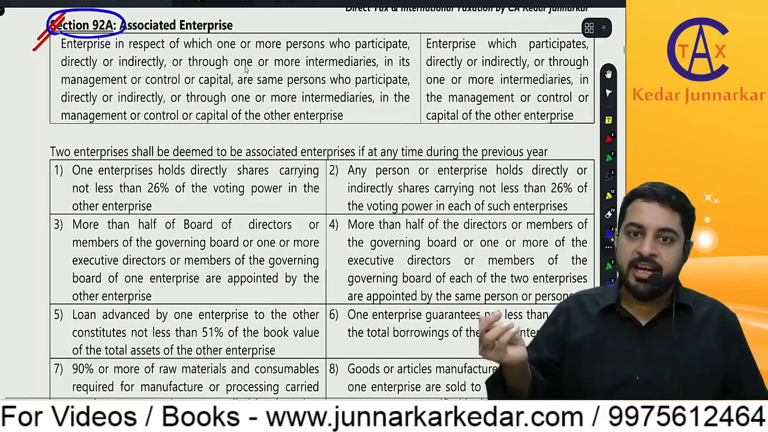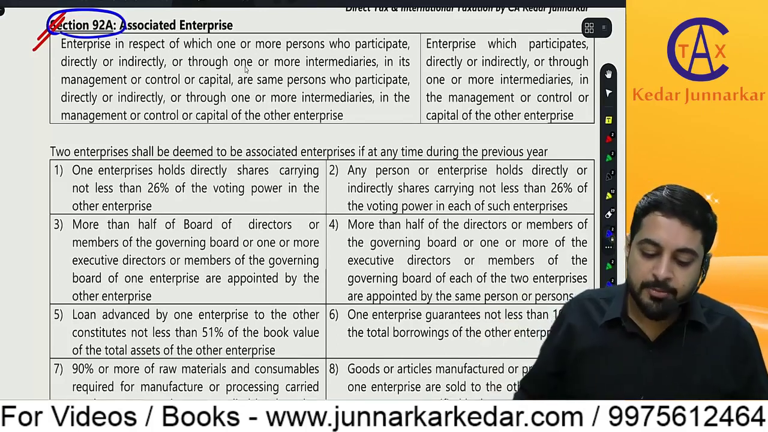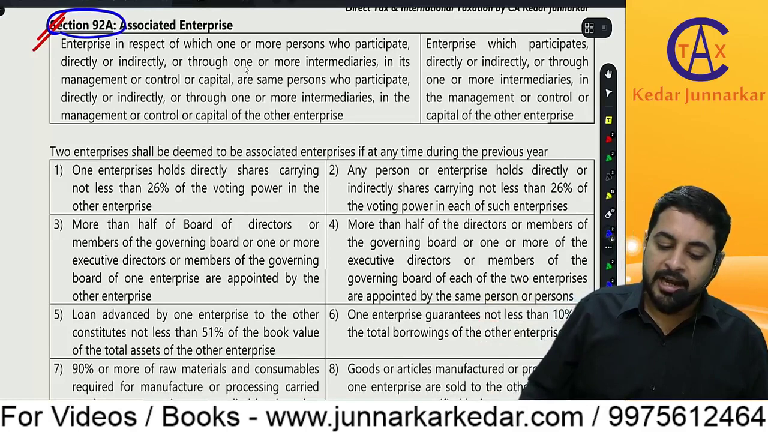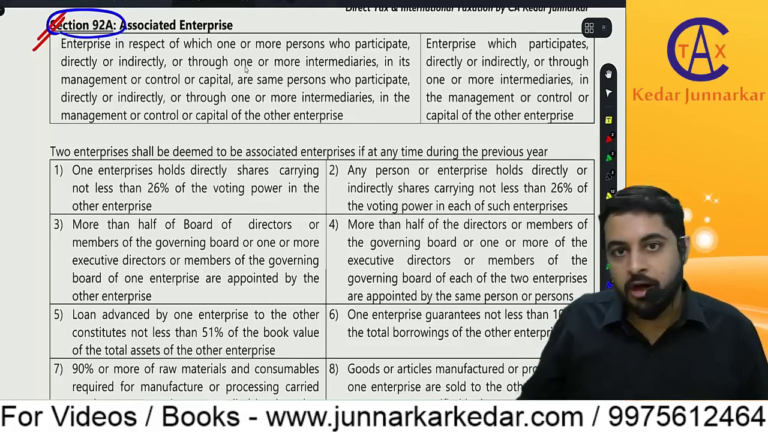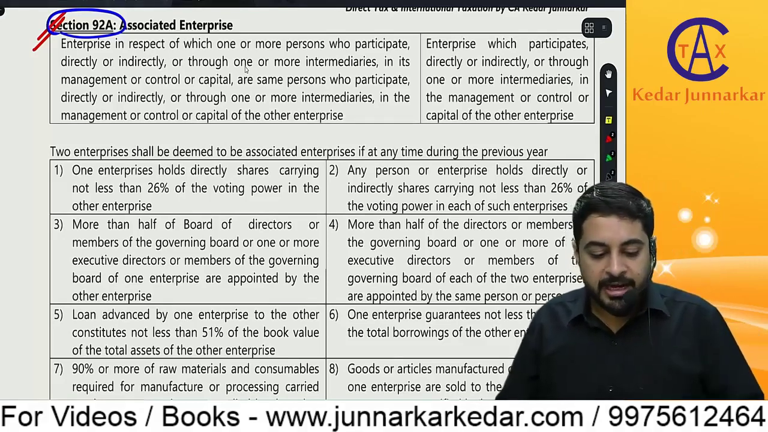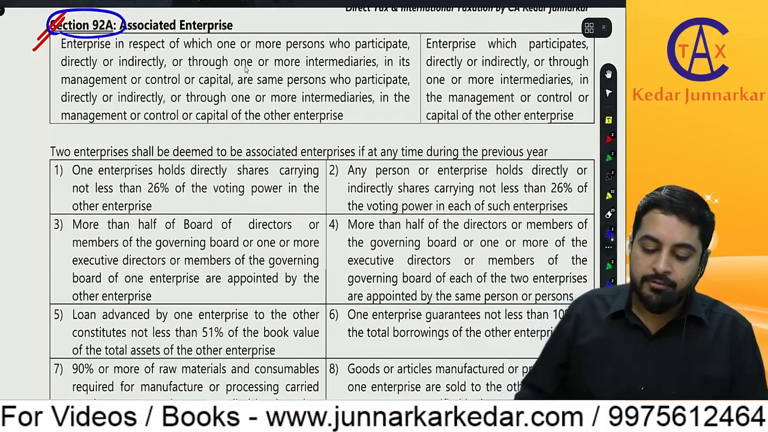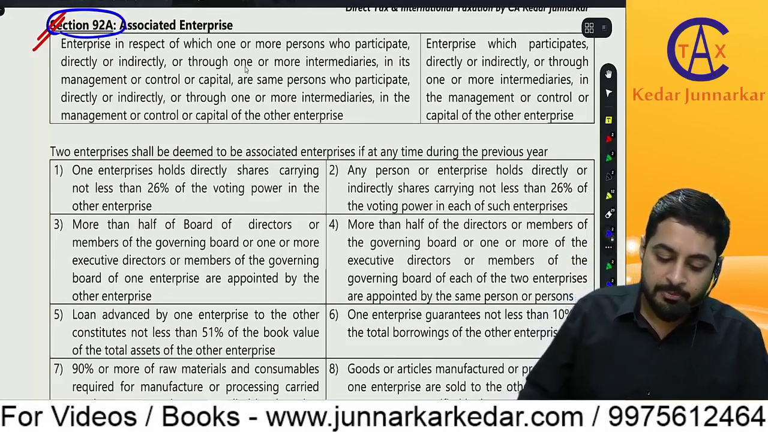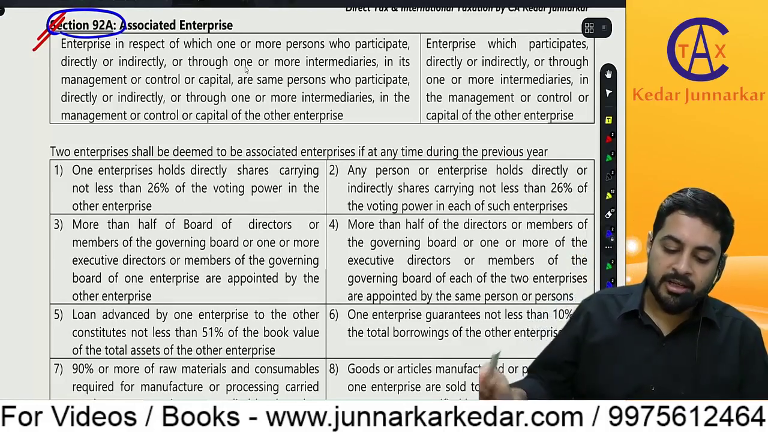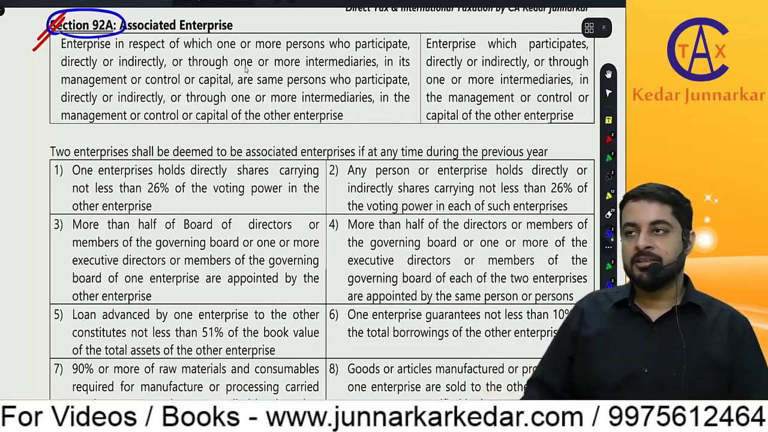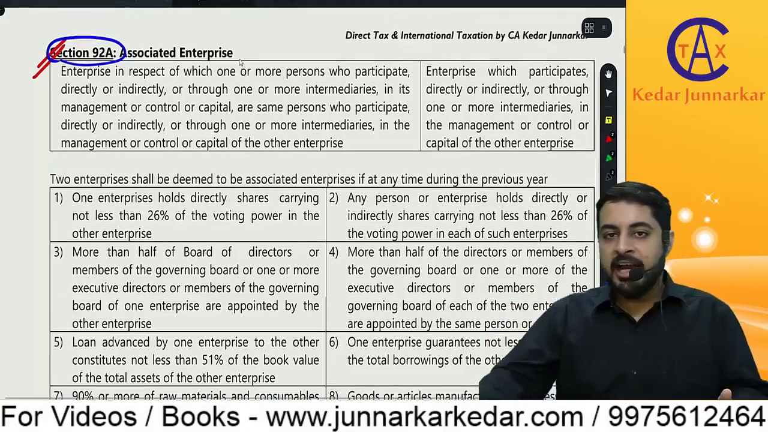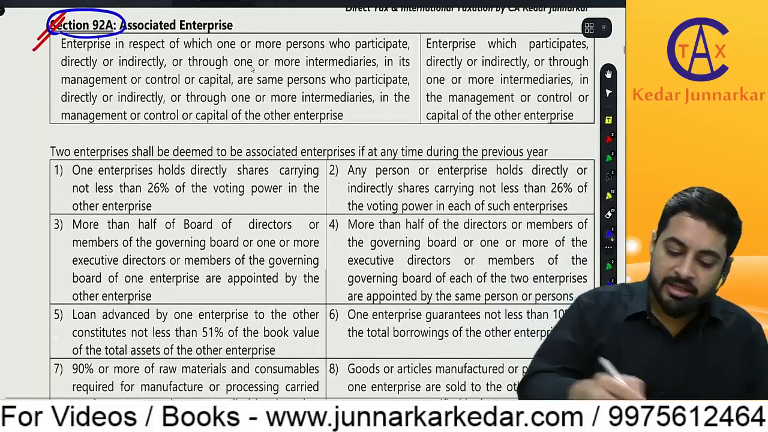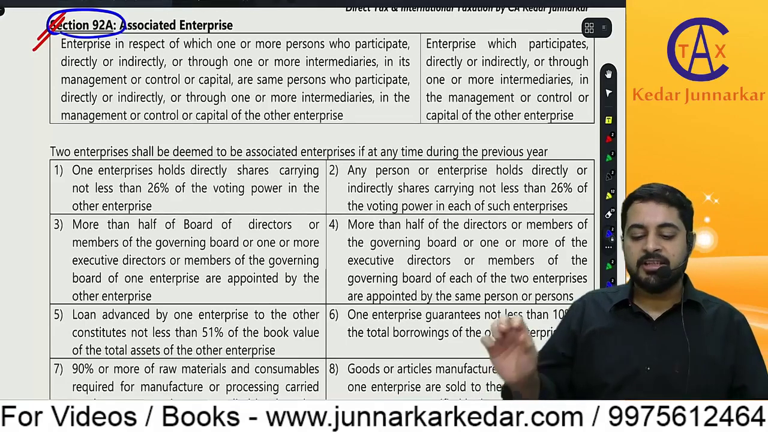Okay, it's associated enterprise. Enterprise in respect of which one or more persons who participate directly or indirectly or through one or more intermediaries in its management or control or capital are the same persons who participate directly or indirectly or through one or more intermediaries in the management or control or capital of the other enterprise. Means if there are two companies, see here, these 13 categories will cover that. These 2 points are deemed to be covered here, but I am just explaining.